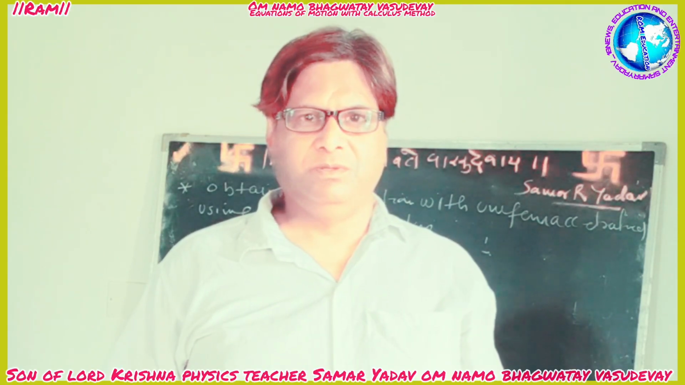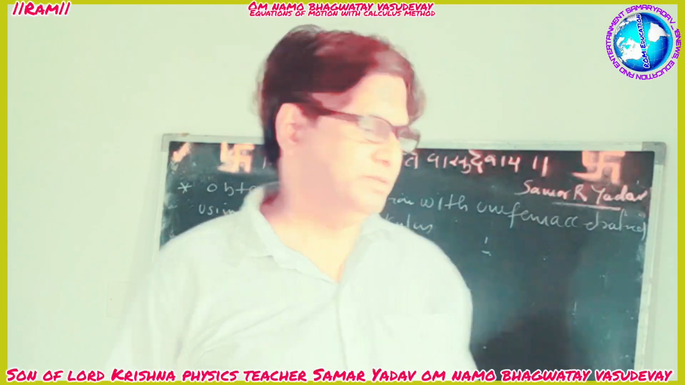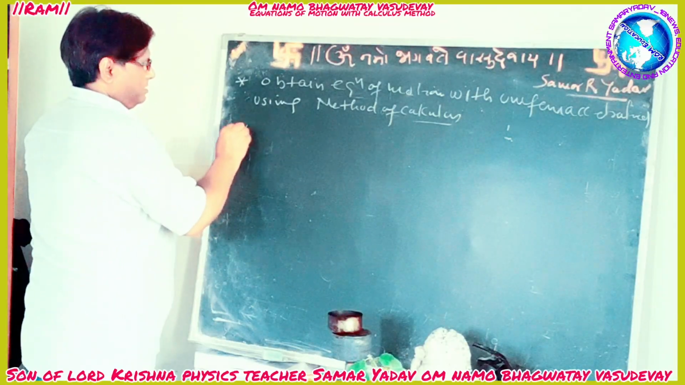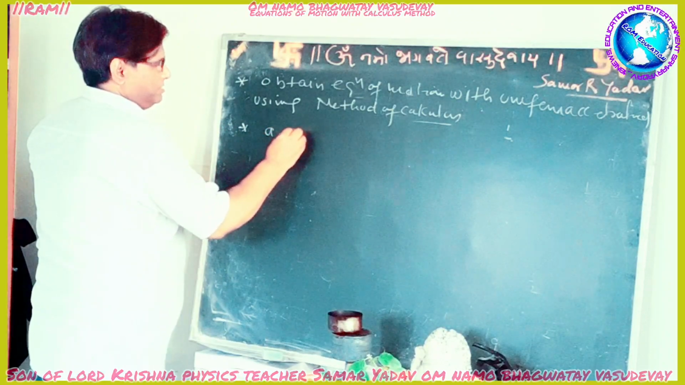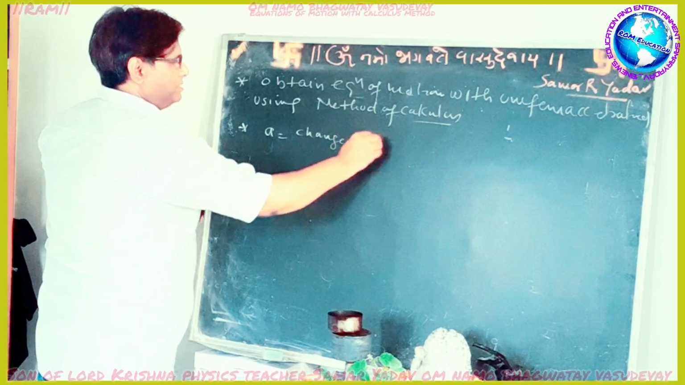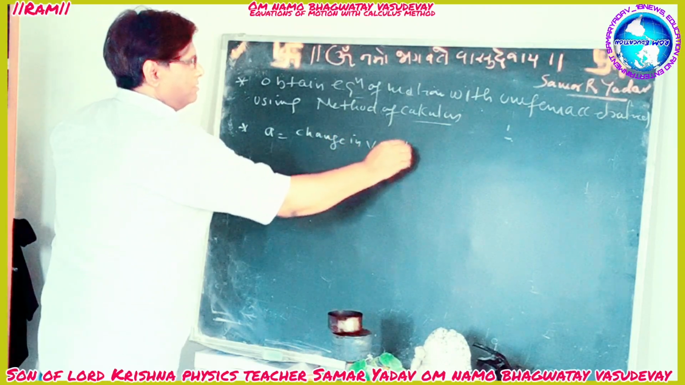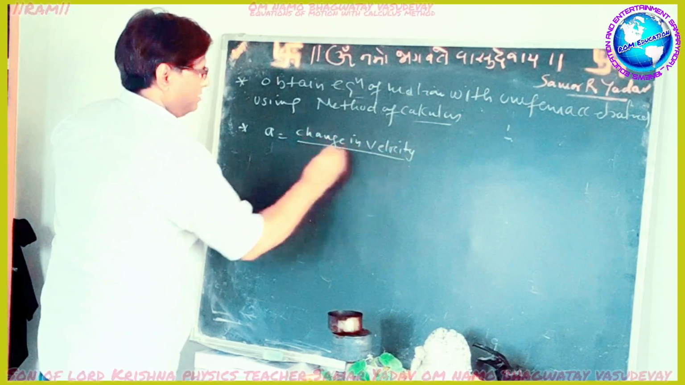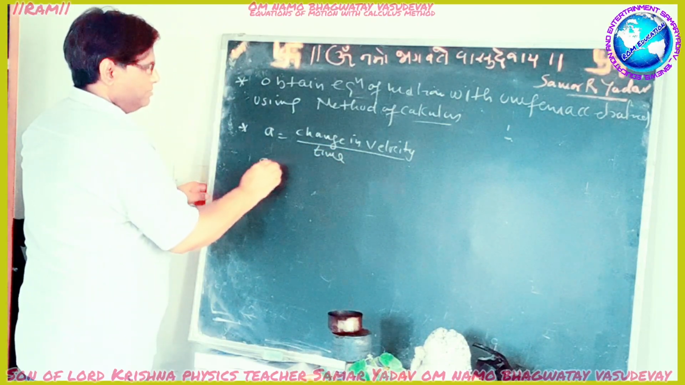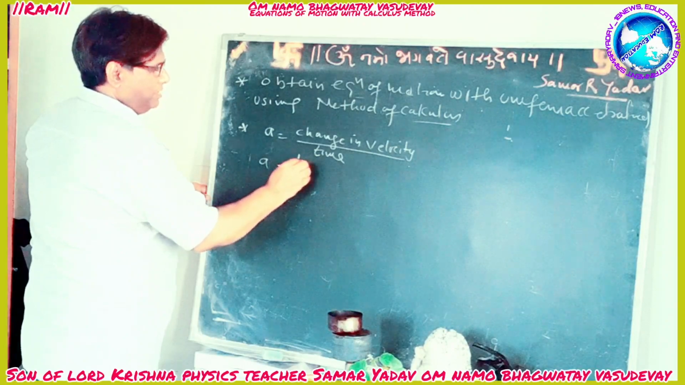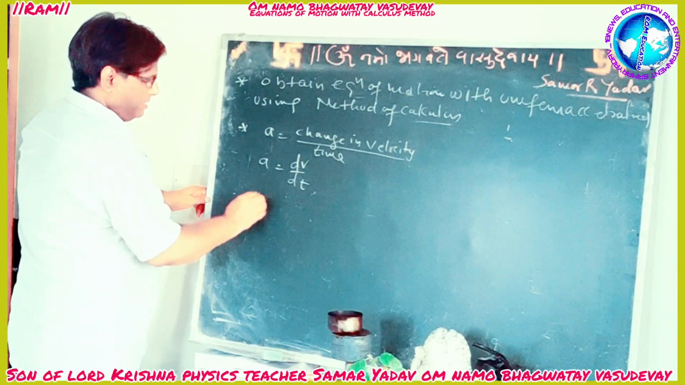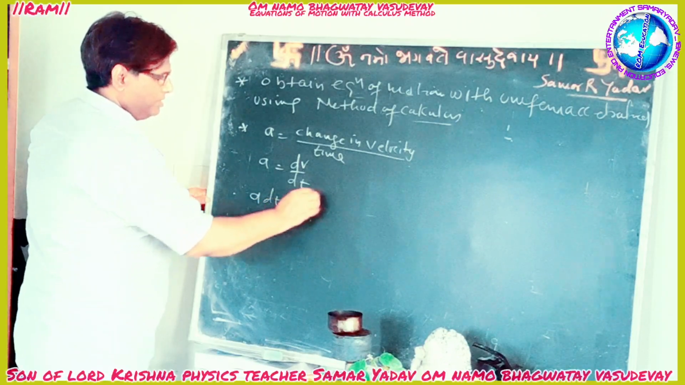Now the first equation you can solve this way. Just see here, that a is equal to change in velocity upon time. So you can write here that a is equal to dv upon dt. Therefore a into dt is equal to dv.